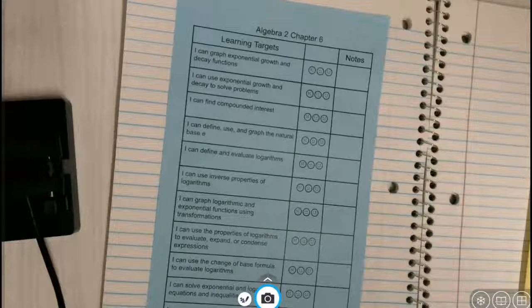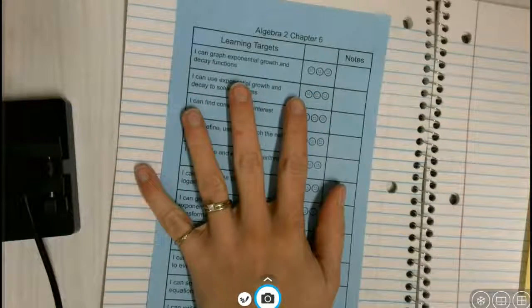All right, here we go. We're going to start our Chapter 6 notes for Algebra 2. So the first thing we always need to do is make sure our learning targets are in our notebook.